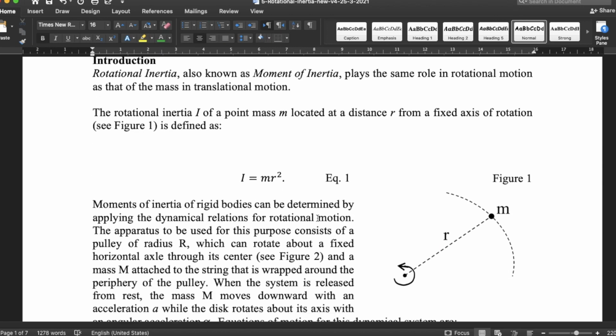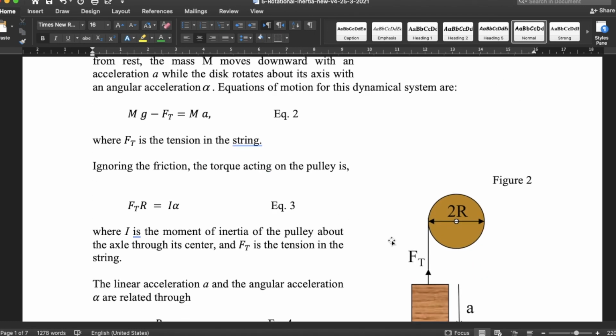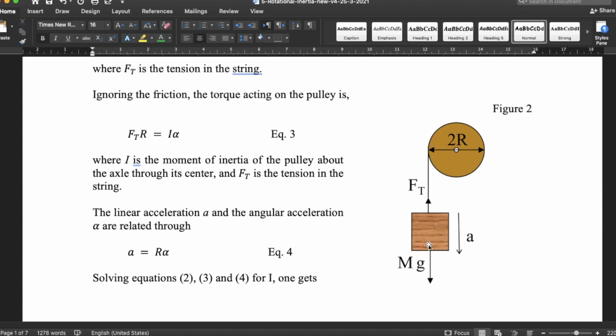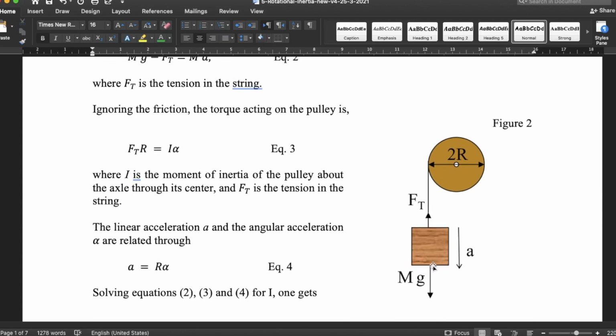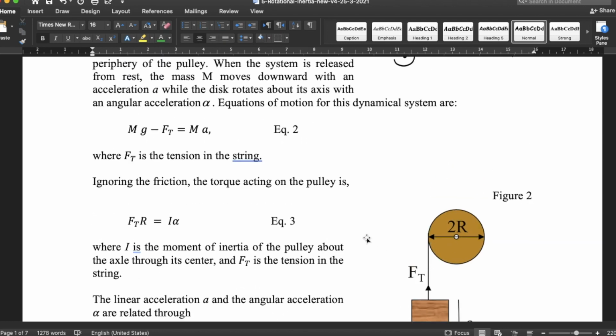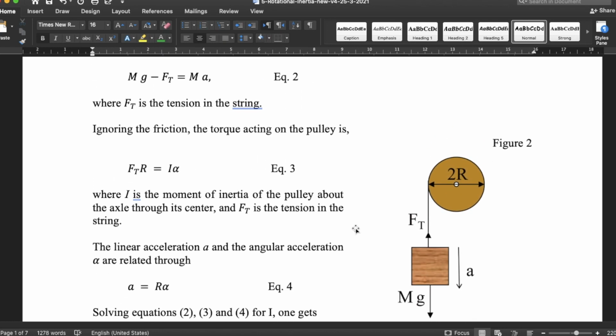So in the first part, we would like to determine the moment of inertia I for a pulley using a pulley and block system. The forces that act on the block are the weight and the tension, such that we have the following equation for Newton's second law. We have the weight minus the tension equals m times a, where m is the mass of the block. So you can see that the acceleration is in the same direction as the weight.